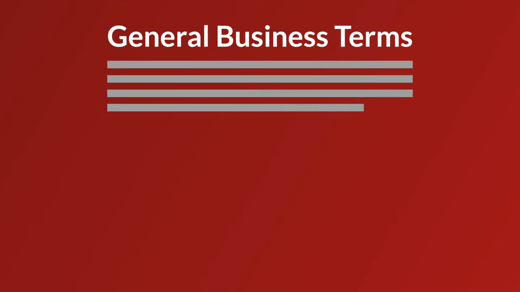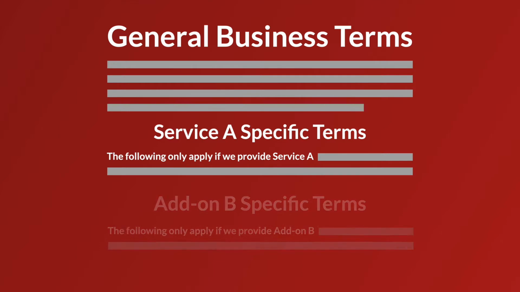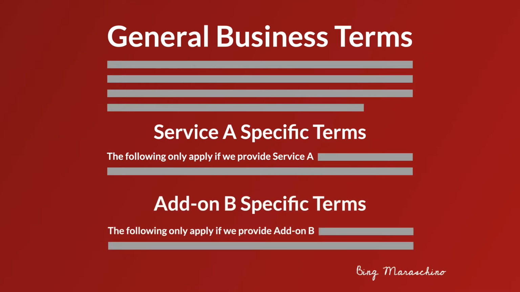And that might look something like this, where you would have general business terms and conditions at the top. These would apply to everything. And then you would also include in every booking service-specific terms. So, hey, this only applies if you hire me for these services or this specific service. You could also do this for add-ons. One big benefit of this approach is you get your customer's signature on all of your terms and conditions for all of your services and add-ons.